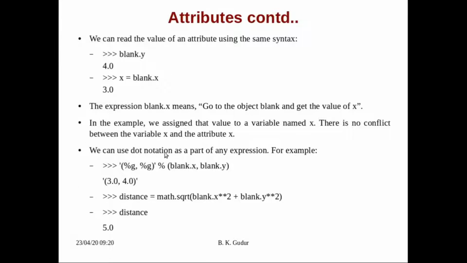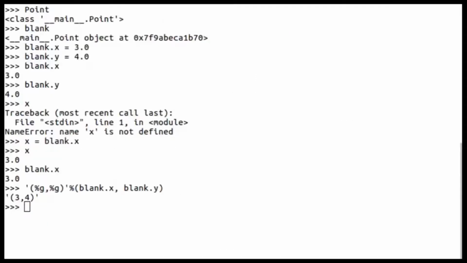We can use dot notation, and using this we can even find a distance. When a point is given, if we want to find the distance between two coordinates, it can be calculated like this: math dot square root of x square plus y square. Let us find the distance. Distance is equal to math dot sqrt.